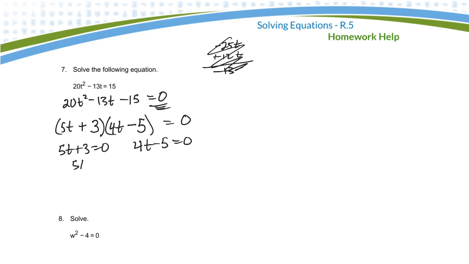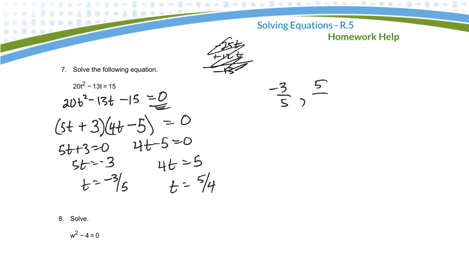Subtract 3 on both sides. Divide both sides by 5. Add 5 on both sides. Divide both sides by 4. So my two answers would be negative 3/5 and 5/4.